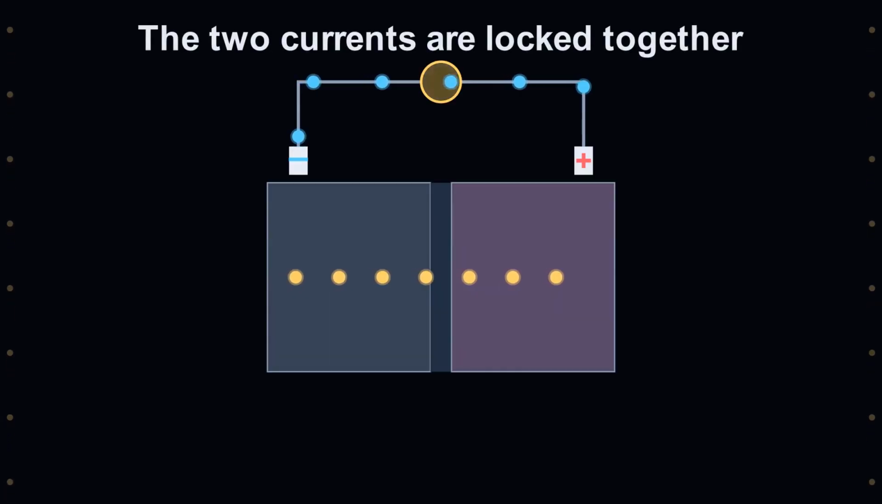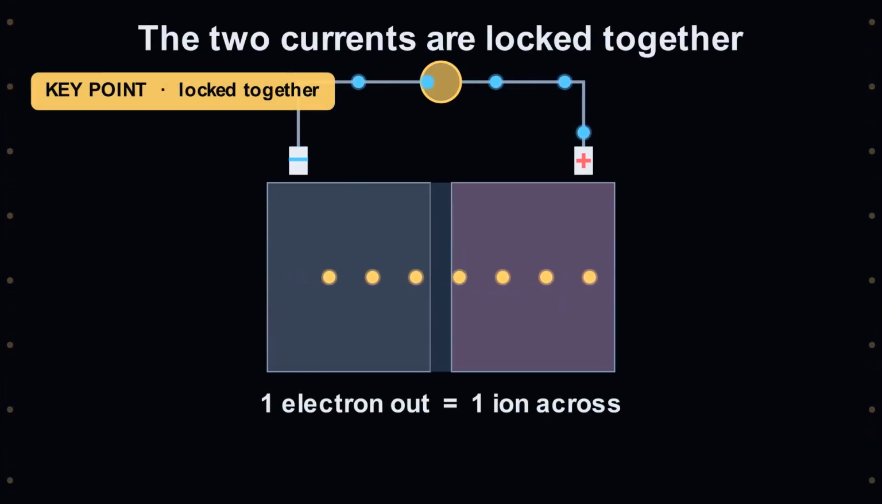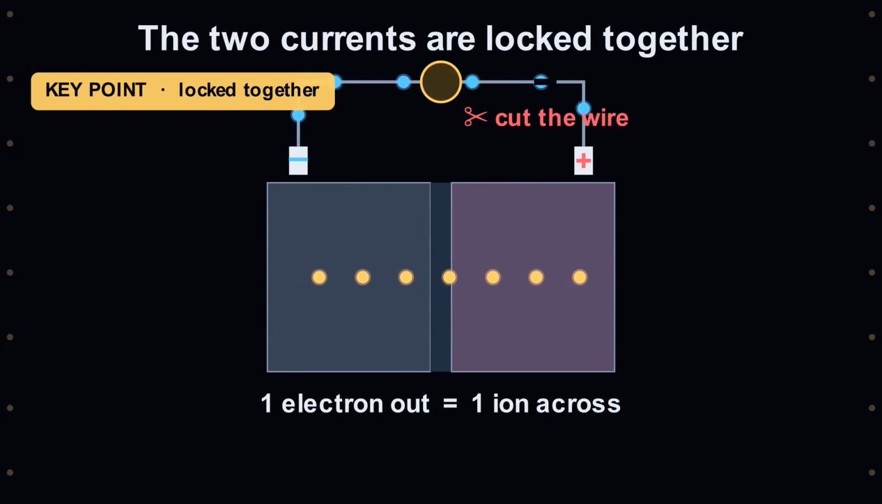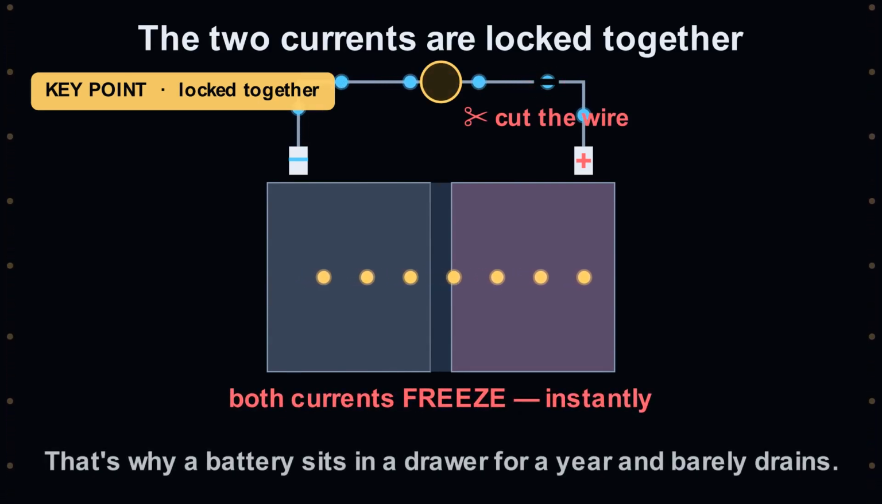Now the most important idea in the whole episode. These 2 currents are locked together. For every electron that leaves through the wire, exactly 1 lithium ion must cross the inside. They move in perfect lockstep because charge is not allowed to pile up anywhere. And that has a startling consequence. Cut the outside wire, and the inside stops instantly. No electron can leave, so no ion can cross, and the chemistry simply freezes. That is why a battery can sit in a drawer for a year and barely drain. With no complete circuit, neither current can flow.